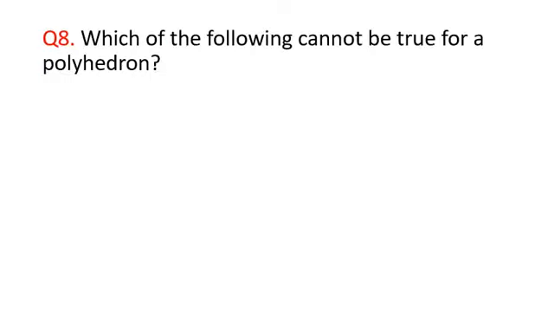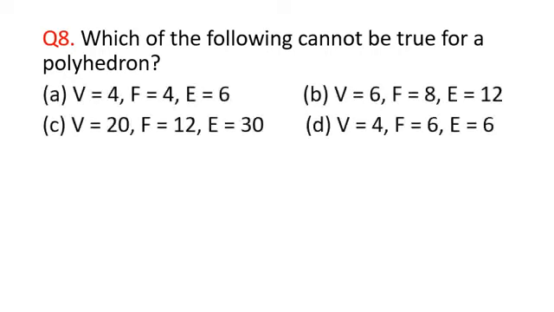So coming to the 8th question now. Which of the following cannot be true for a polyhedron? You are supposed to tell out of the following 4 options, which one will not be true.